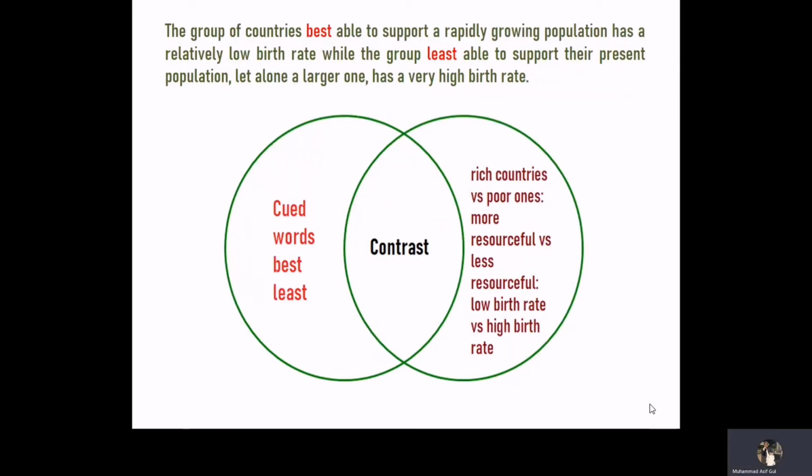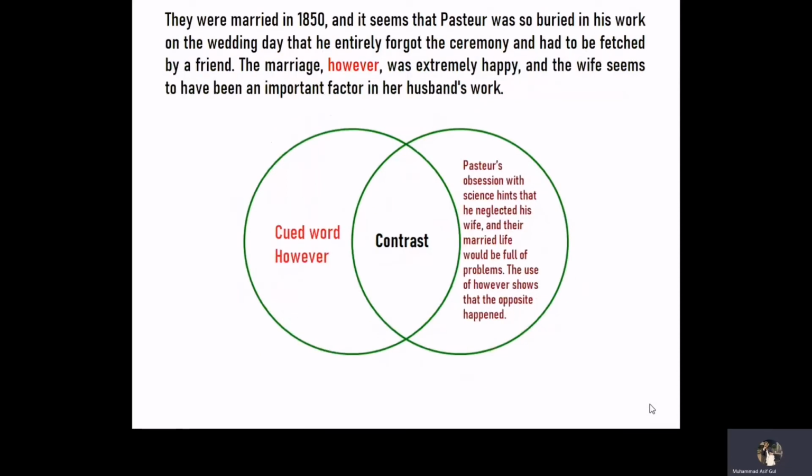Let's see another sentence. Here we have a paragraph. This is from your chapter number 14, Louis Pasteur. They were married in 1815, and it seems that Pasteur was so buried in his work on the wedding day that he entirely forgot the ceremony and had to be fetched by a friend. The marriage, however, was extremely happy, and the wife seems to have been an important factor in her husband's work. Now, the cued word here is however, and it shows contrast.